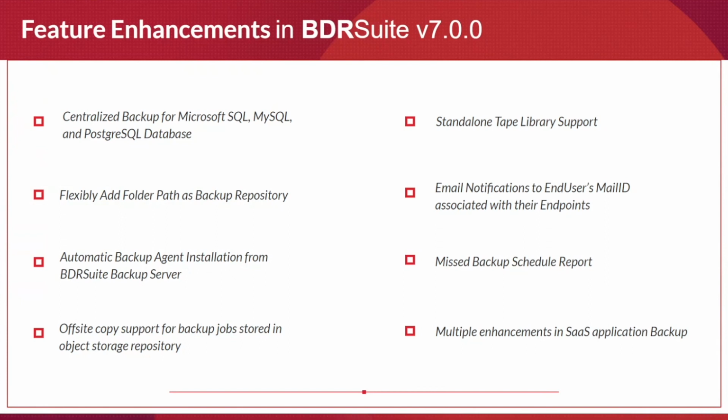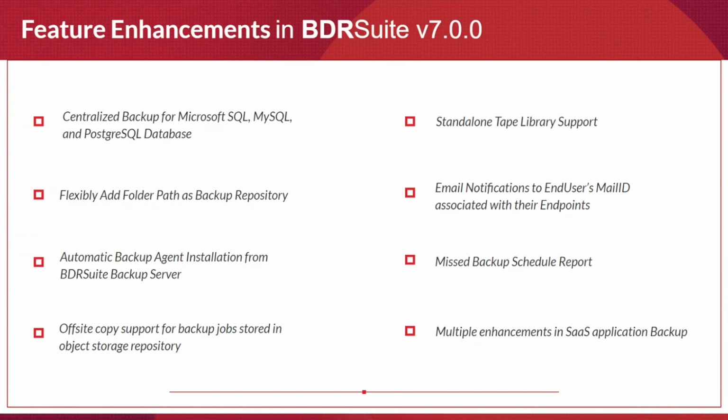Okay, and then you have your automatic agent push that could be concentrated from the centralized backup server. So all the agents can be pushed directly from the backup server, or you can just download the agent and install the agent manually also. So that option is also available for image level, file or folder level, and application or DB level backups.